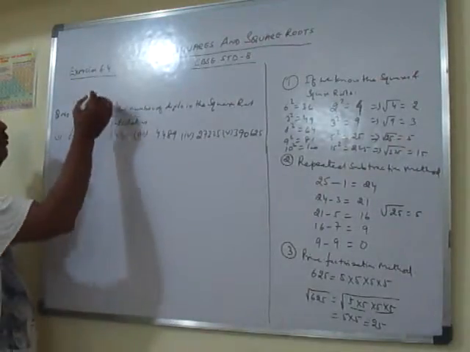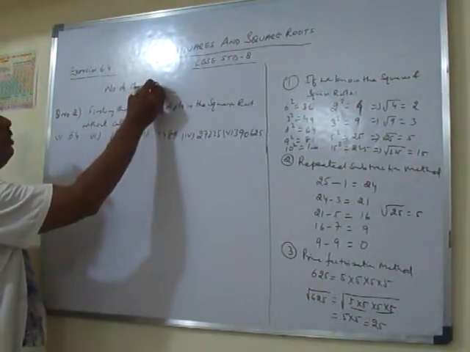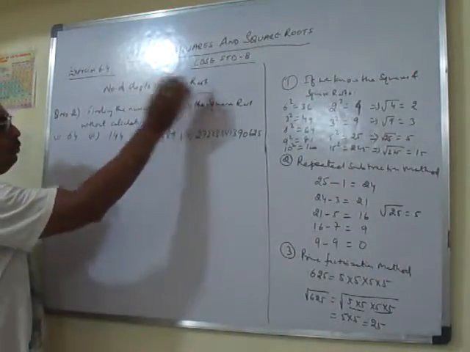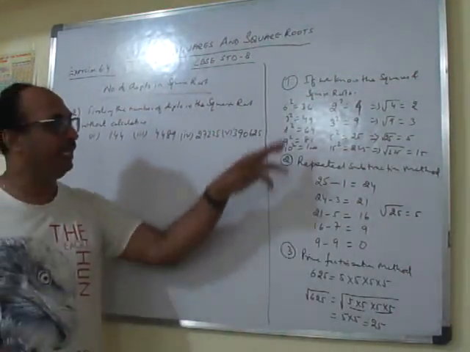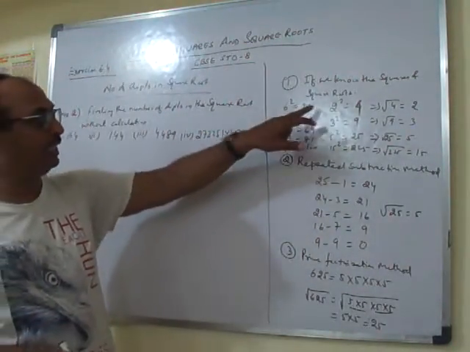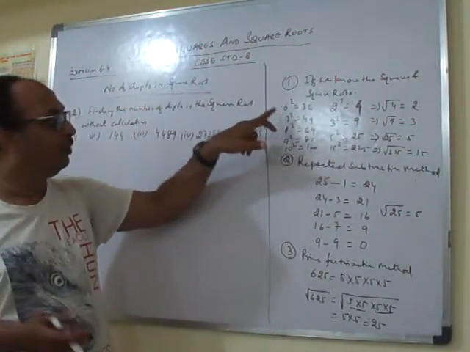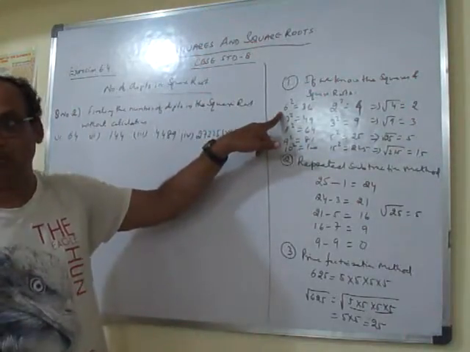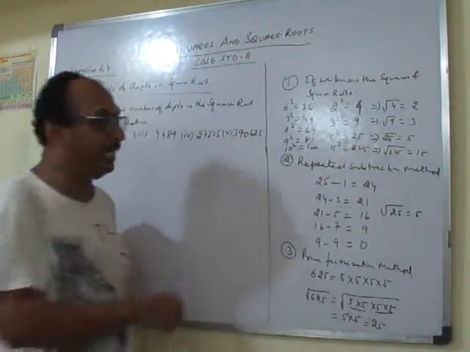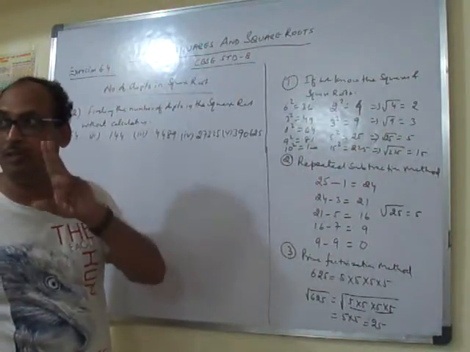But today, what do we want to find? We want to find the number of digits in the square root, without doing any calculation. Like suppose 36 is there. The square root of 36 is 6. So 36 has 2 digits, whereas its square root has only 1 digit. Similarly, 100 is there. The square has 3 digits, but its square root will have 2 digits.